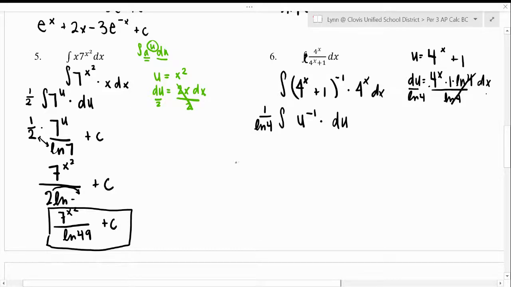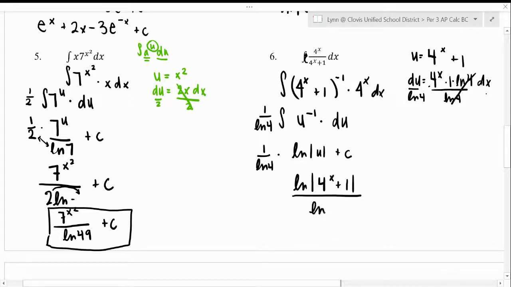Okay, so I can't do power rule, but I know that u to the -1 is just the natural log of the absolute value of u, plus c. And then I'm going to go ahead and do that substitution, and make this one fraction. So that would be the natural log of the absolute value of 4 to the x plus 1, all divided by the natural log of 4, plus c. Okay, so far, so good.